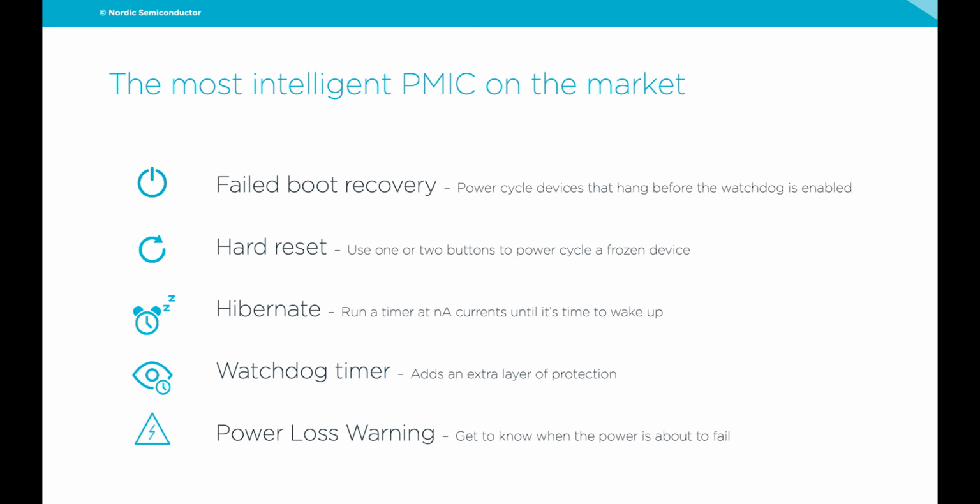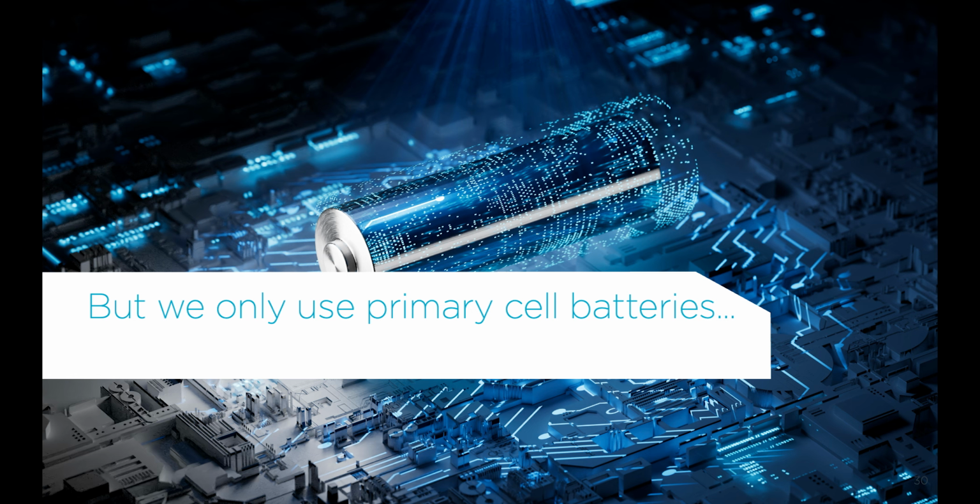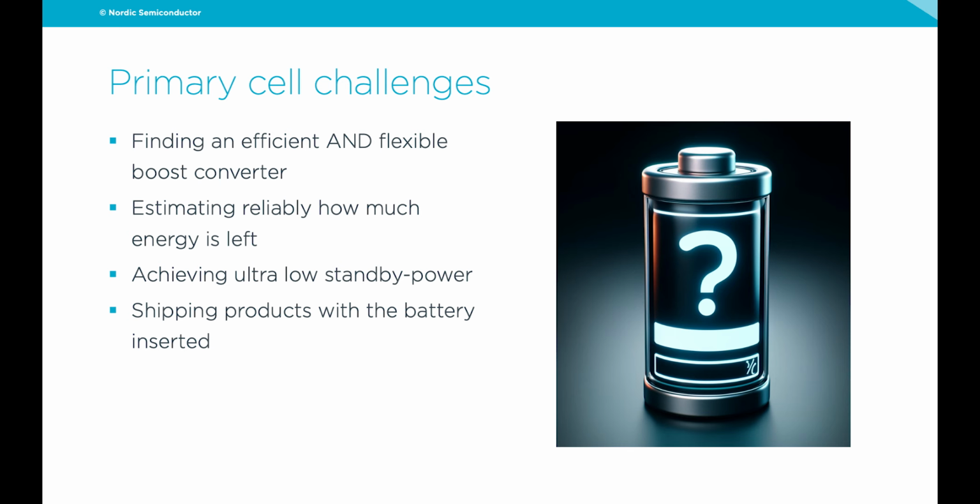So the next one we want to talk about is the NPM2100. And this one's a PMIC for, as I mentioned before, primary cell batteries. Primary cells have several challenges if you want to use them. So it's about finding an efficient and flexible boost converter, and you want to reliably estimate how much energy is actually left in your battery. Then again, you also want to achieve very low standby power, and you want to be able to ship products with the battery inserted if you can.